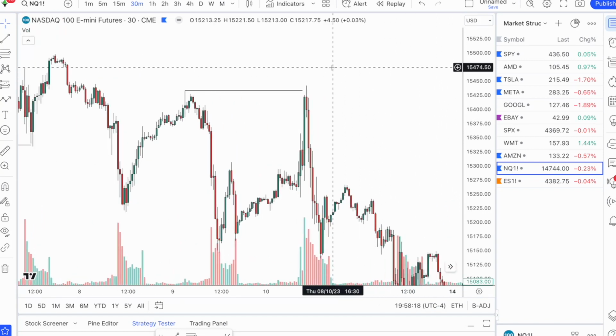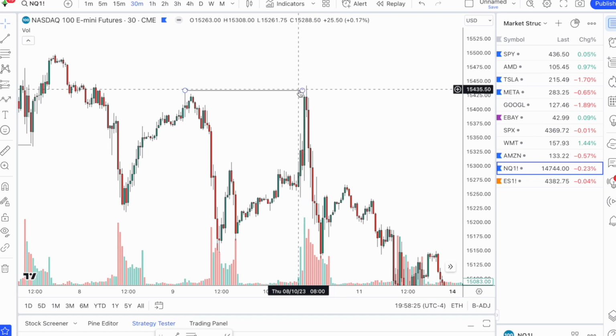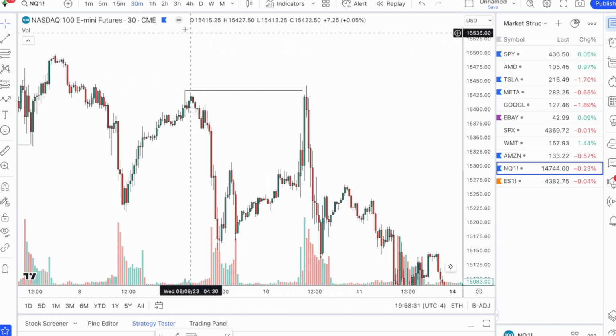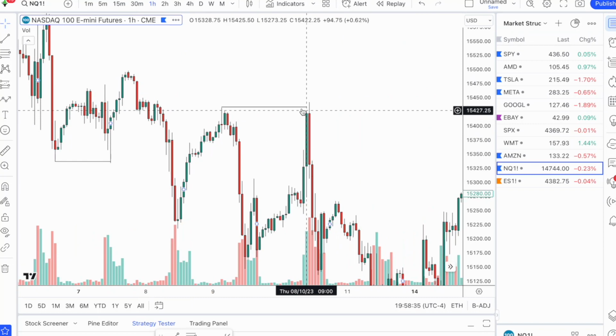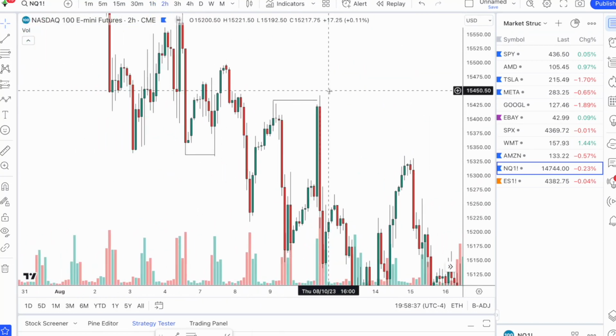There's a few other ways to look at it that are a little bit more specific, a little bit more in detail. But for the basics, all you need to know is that if price just wicks above or below a high and then immediately reverses and starts going the other way, just like right here, it's a stop hunt. Okay, it's on a 30-minute chart. You can see it on an hourly chart. You can see it on the 2-hour chart.